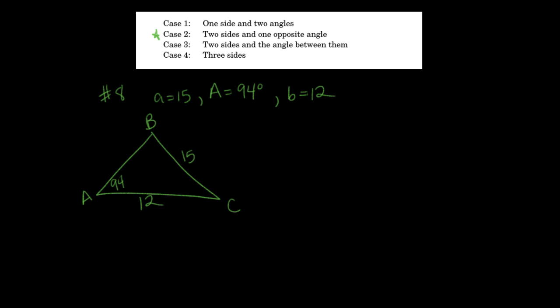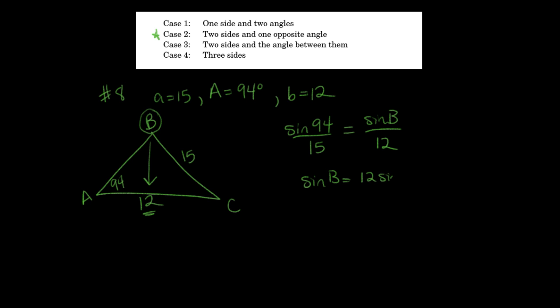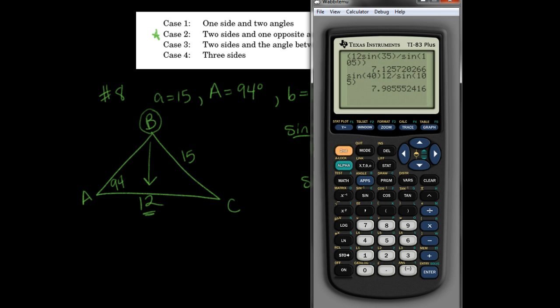Okay, so what I would do first is notice that B and the side opposite it are given. So let's start by finding angle B. We're going to have to use some inverse trig functions. I'm going to say that the sine of 94 over 15 is equal to the sine of B over 12. So if I solve for sine of B, that's equal to 12 sine 94 over 15. And we're going to put this into our calculator.